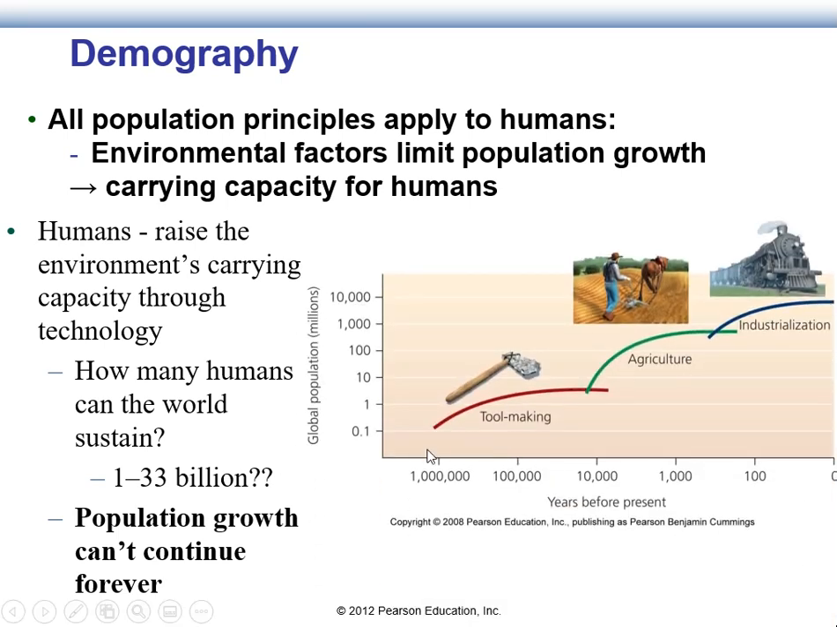This graph shows us how we've increased carrying capacity. We increased it first by making tools and learning how to harvest resources more easily. Then we increased it with agriculture, which allowed us to have more regular nutrition, a regular food source. And then we also increased it with industrialization, which relied on fossil fuels to do a lot of the work for us.